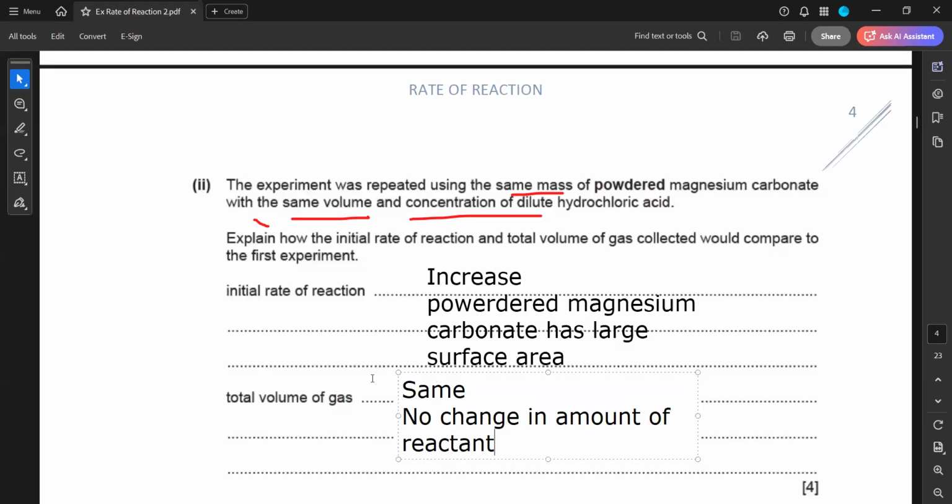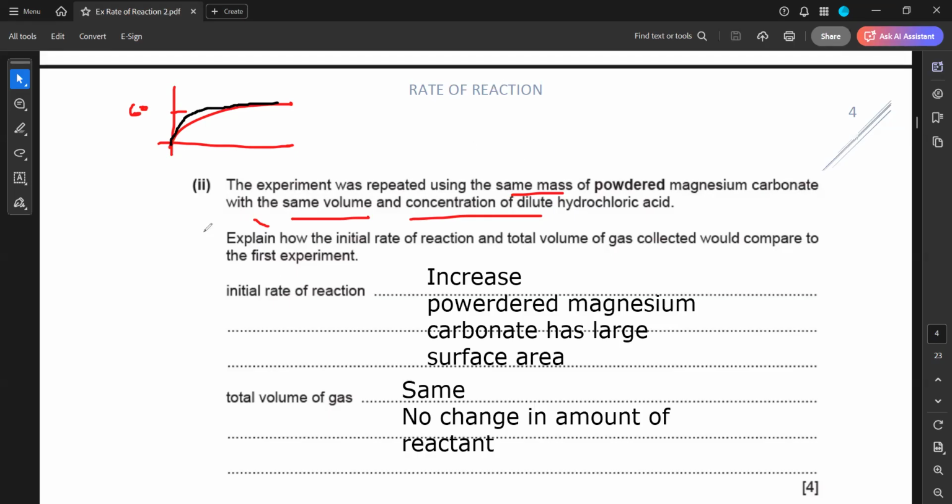Because if we change the amount of the reactant, or the limiting factor, then the amount of product will also change. So the total volume of the gas that we collected, for example, let's say first we collected 60 cm cubed of gas. When we use powdered magnesium carbonate, it will have a large surface area. So the initial reaction rate will be faster, but eventually it will give the same amount of product, because we are not changing the amount of the reactant. We are using the same amount of reactant. That's why we'll get the same amount of product.